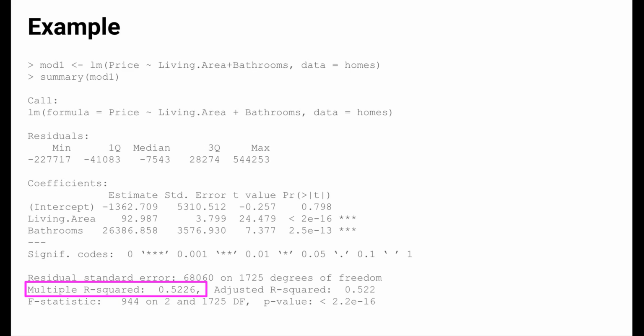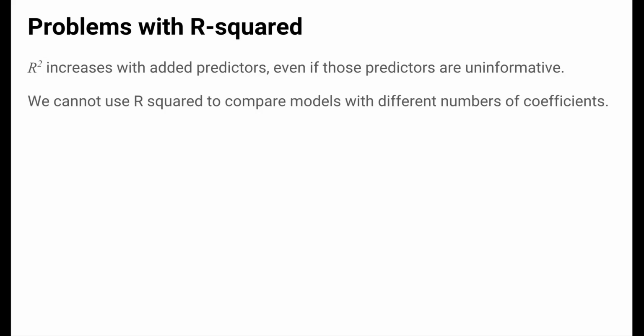Can we use R-squared to compare models? In general, no. There is a problem with the R-squared metric. If we add another predictor to our model, even a completely uninformative one, the R-squared value will increase. Practically, this means that we cannot use R-squared to compare models that have different numbers of coefficients. What then can we do?